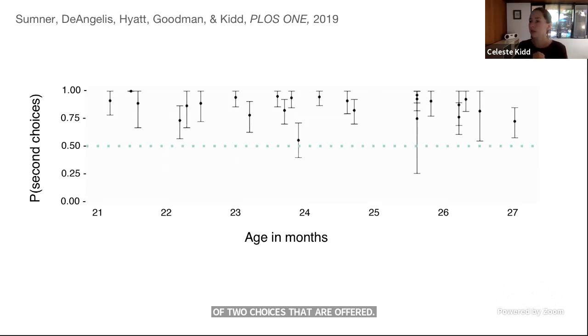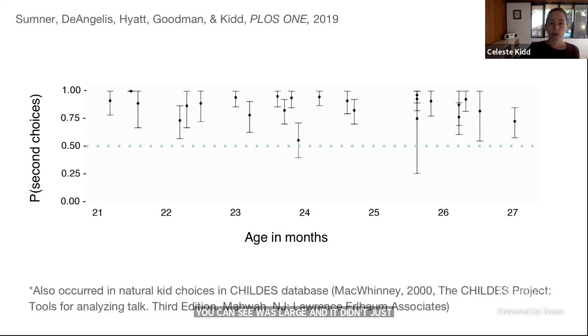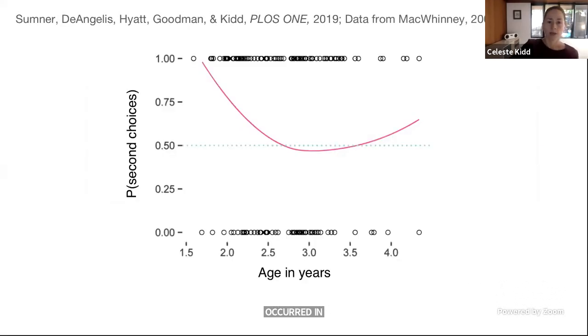This effect, you can see, was large, and it didn't just occur in our weird lab tasks. It also occurred in naturalistic responses to parental questions that we pulled from a giant corpus of kids' speech recordings called CHILDES. This bias is very strong at two, and it decreases in a naturalistic environment as children learn more words and as they mature.